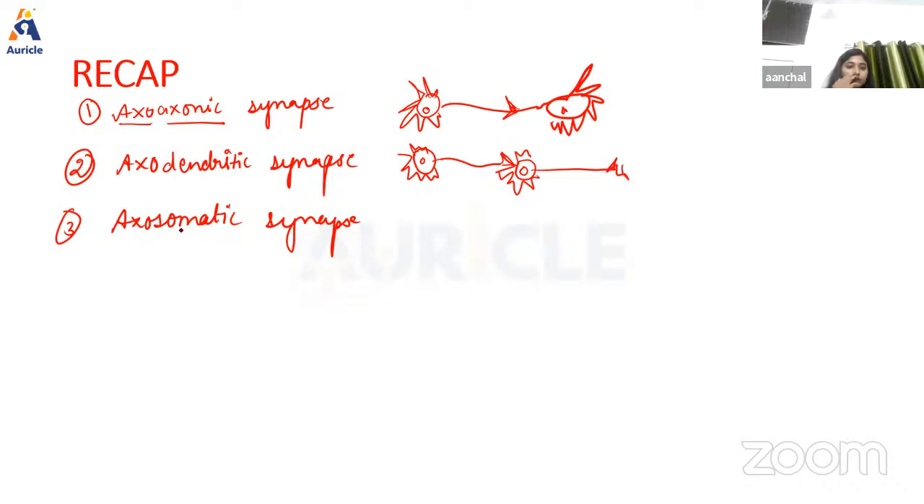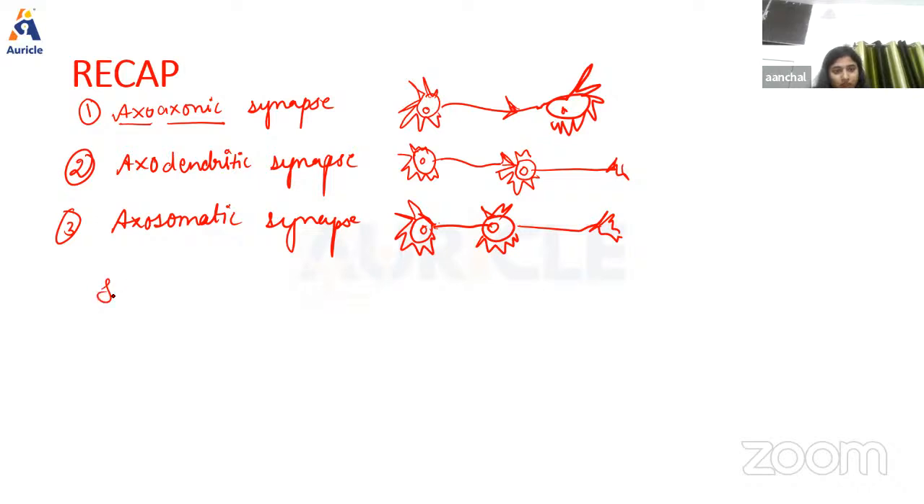Then next we have axosomatic. So here the axon of one neuron ends on the soma. Soma is the cell body, okay, of another neuron. So it will be like this. Here we have the axon and it is going to end on the cell body. Okay, so this is all about the anatomical classification of synapse.